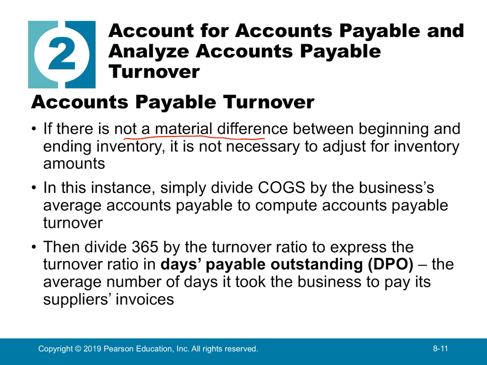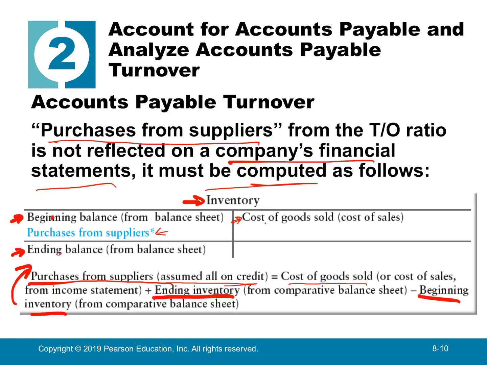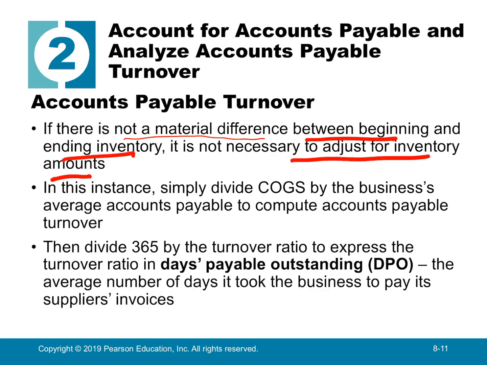If there's not a material difference between beginning and ending inventory, then really we don't have to adjust for inventory amounts. What does that mean? Well, if your beginning balance of inventory was 100 and your ending balance was also 100, these two would be equal. In order for beginning to be 100 and ending to be 100, cost of goods sold, let's say it was 5,000, well then that means purchases from suppliers must have been 5,000 as well, right? So that's what this is basically saying, that we can just ignore this different inventory amount if there's not a material difference between beginning and ending.